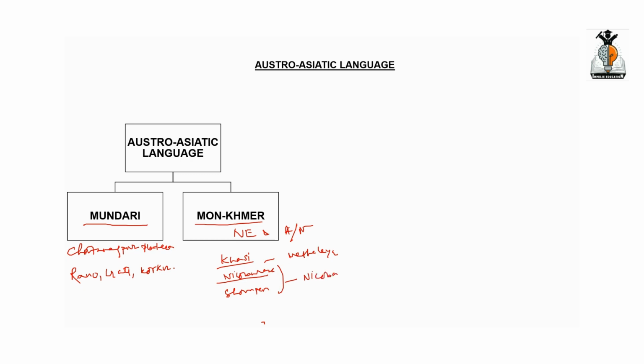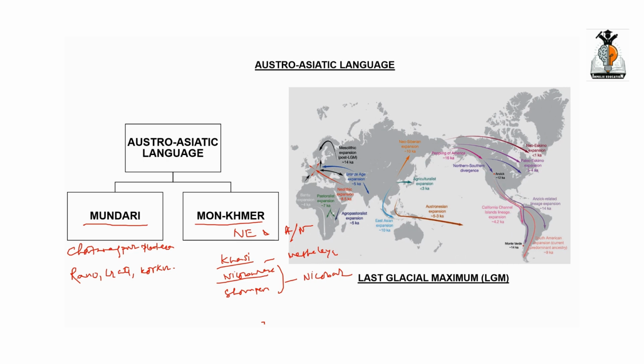Austro-Asiatic migrations occurred from southeastern Asia into India during the last glacial maximum. Last glacial maximum, which is also known as last glacial coldest period, occurred 10,000 years ago. These people blended into Indus Valley civilization, and thus Austro-Asiatic language was introduced in Indus Valley civilization.